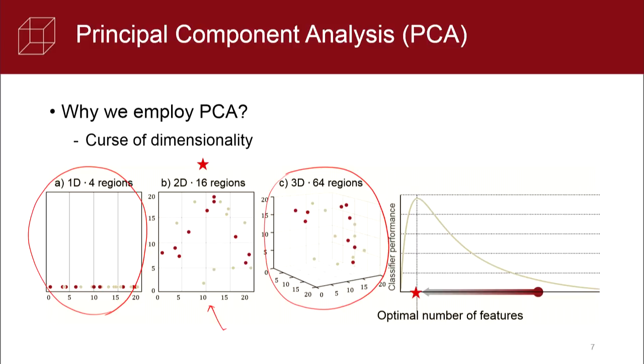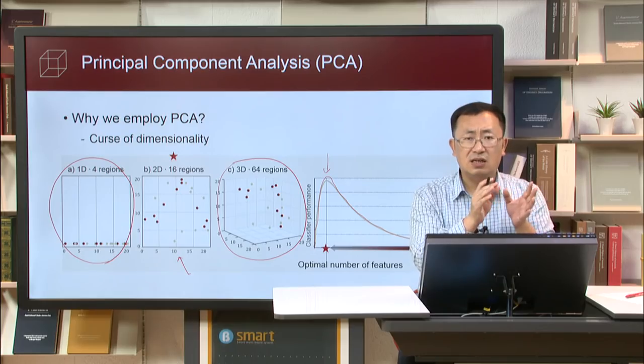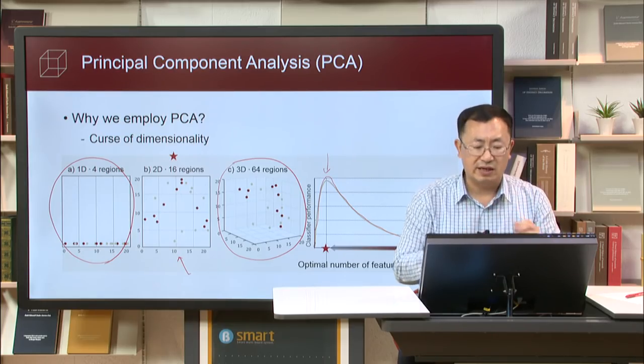Normally, when the number of features increases, the classifier performance initially increases and then eventually decreases, right? So there is some optimal number of features, and by using principal component analysis, we can identify this optimal number of features, and with fewer features, we can explain the characteristics of the original data.